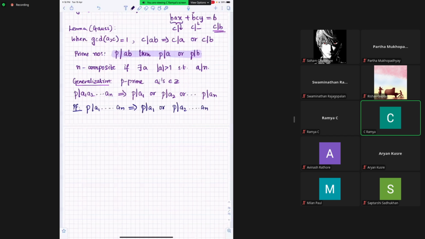Again, this is a prime, so I can make this A, the rest of it B. So that will give me P divides A1 or P divides A2, or P divides A3 to AN. Going forward, in the nth step, it will be P divides AN minus 1 or P divides AN. So this is true even when the right hand side is not just two integers, but any product: if the number is prime, then this is true.